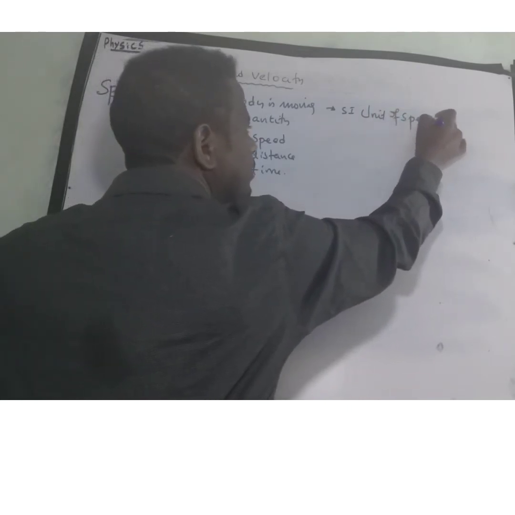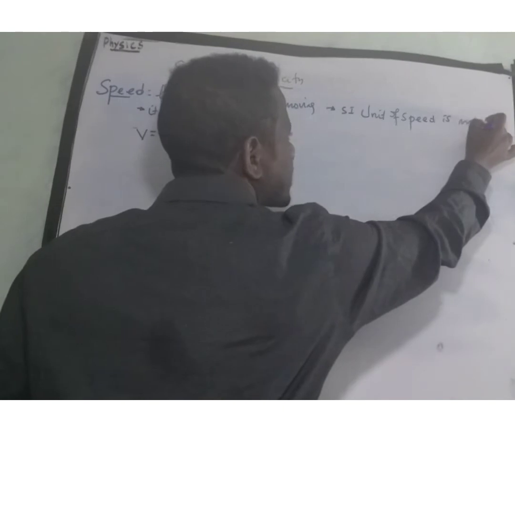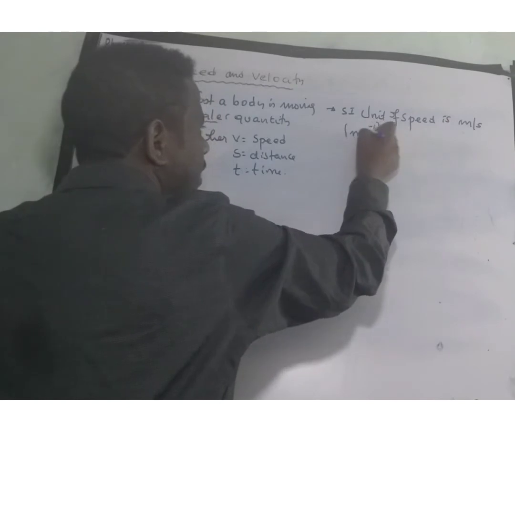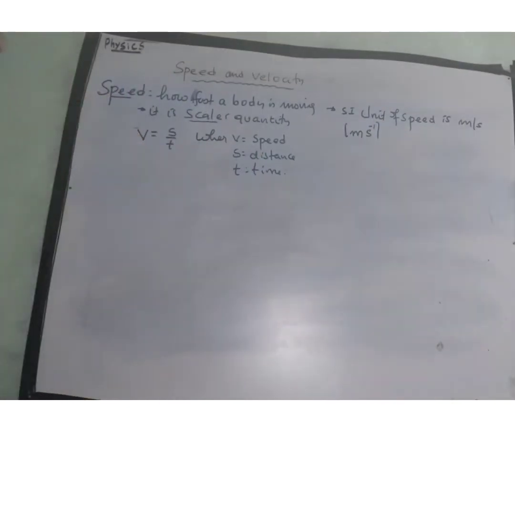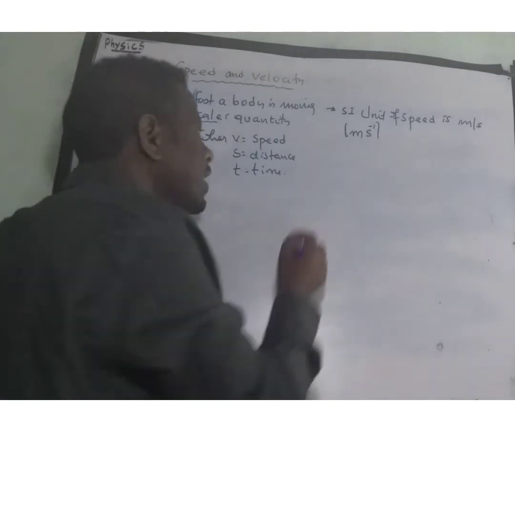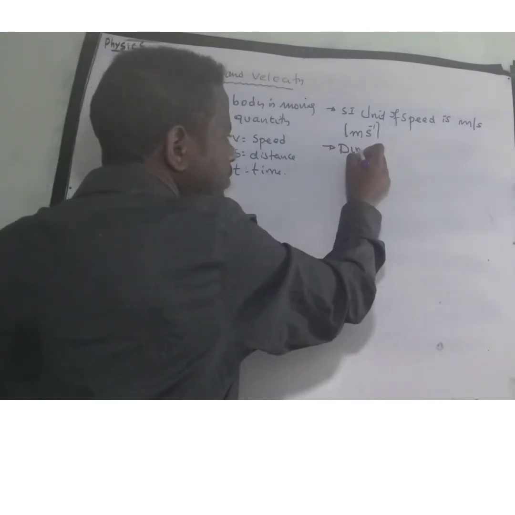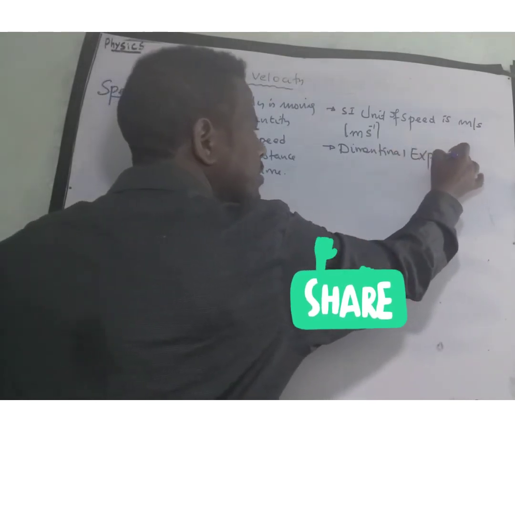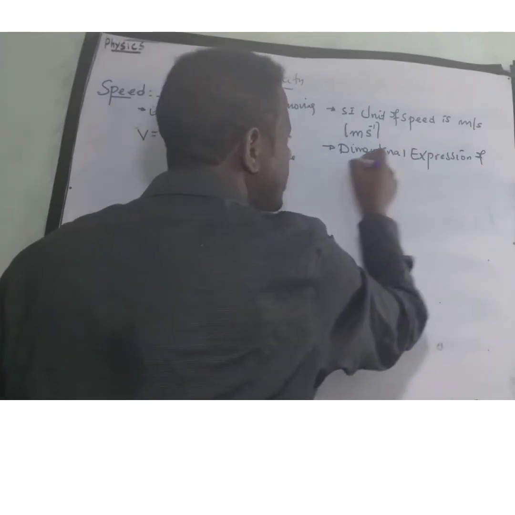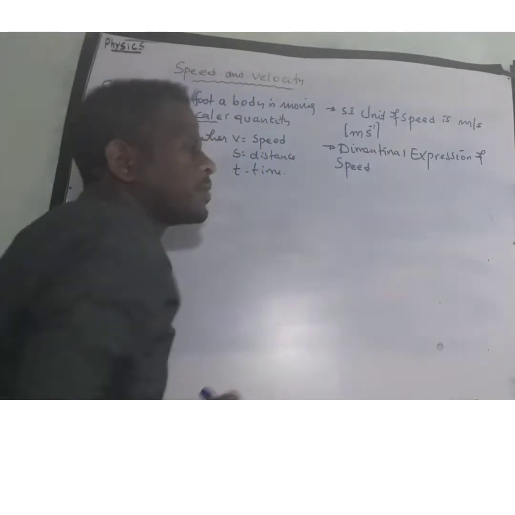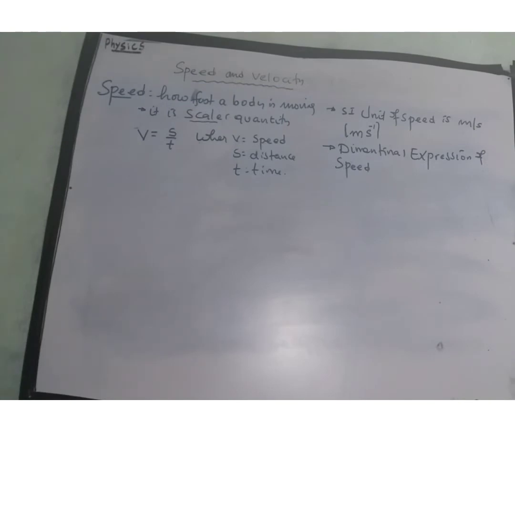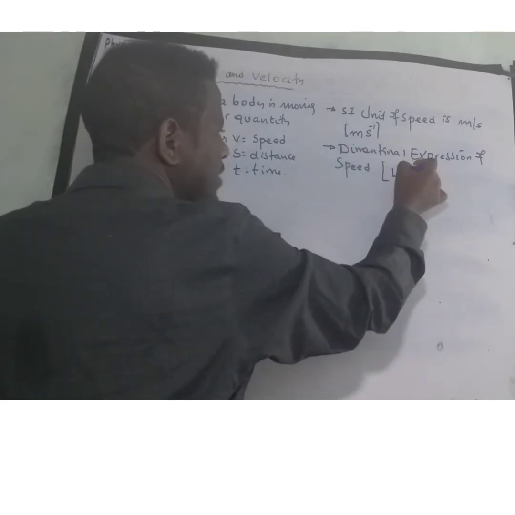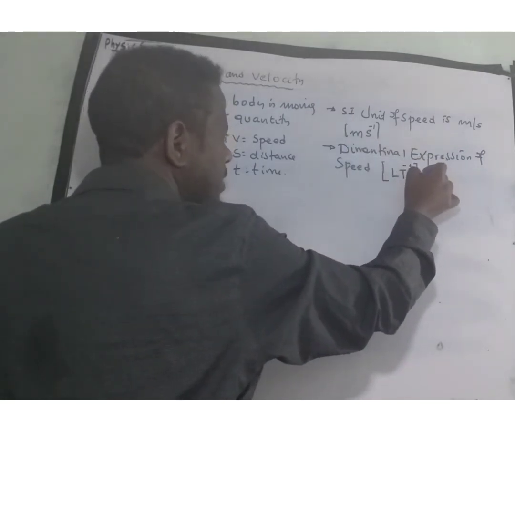speed is meter per second, and we can write meter per second as m s to the power of minus 1. And the dimensional expression of speed: dimensional expression means expressing using fundamental units, which is L T to the power of minus 1.